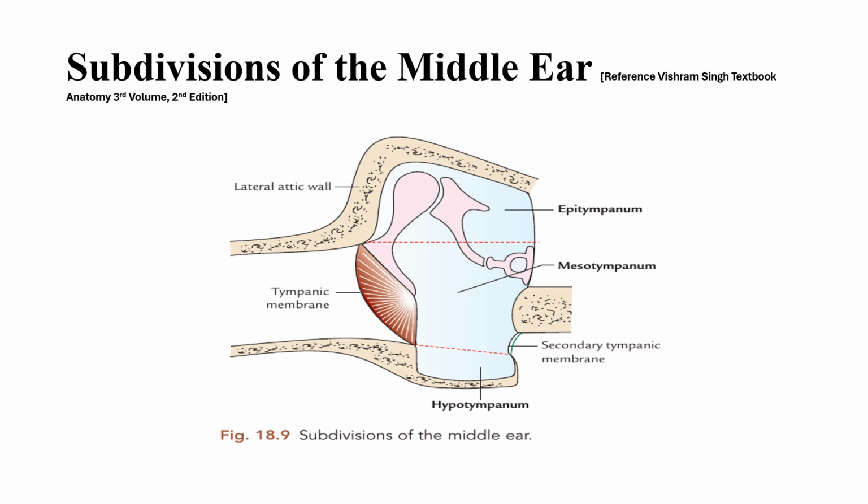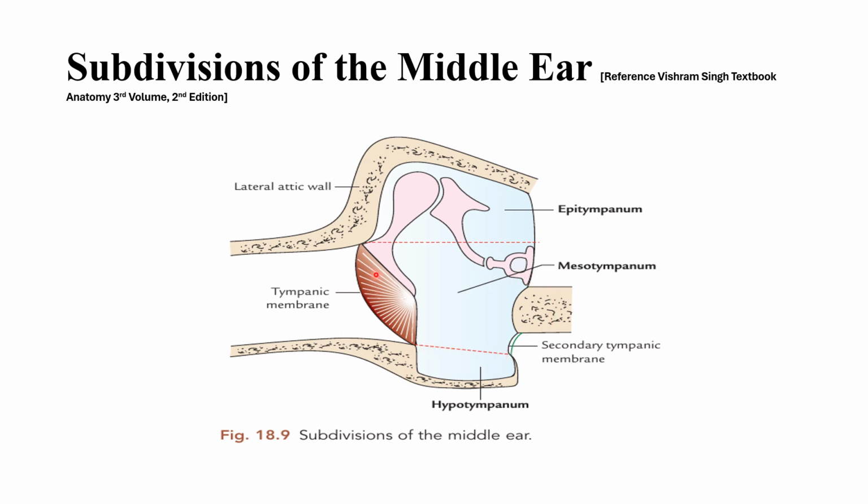So here let us see the subdivisions of the middle ear. The middle ear is divided into epitympanum, mesotympanum and hypotympanum. This blue structure is the middle ear. And how is this division done? It is done with respect to this structure, which is the tympanic membrane. Everything above the tympanic membrane is called epitympanum, and everything below it is called hypotympanum. Everything at the level of the tympanic membrane is called mesotympanum.